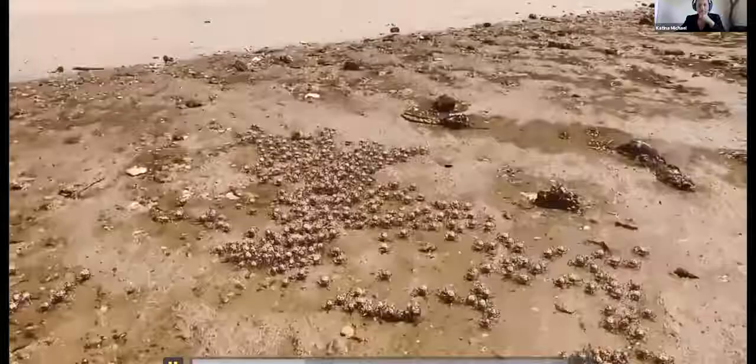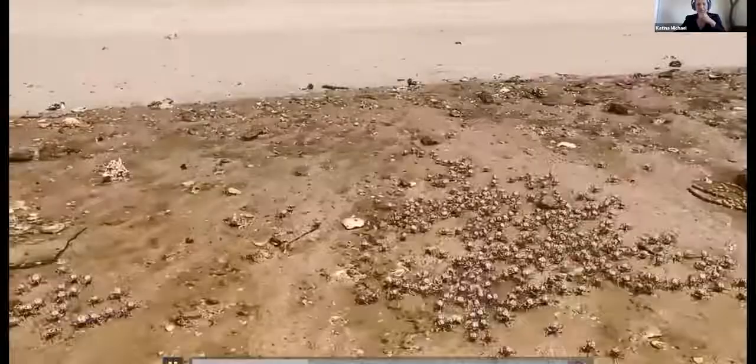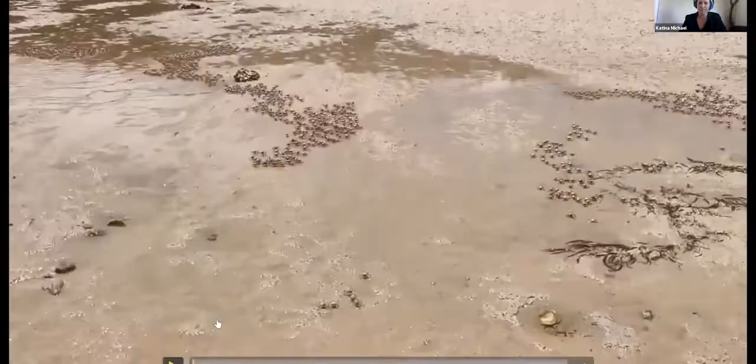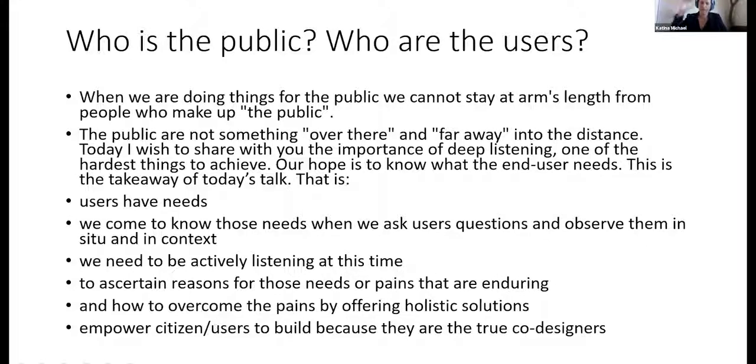But how do you actually find out what everyone wants? I mean, that's the whole thing. How do we find out what everybody wants? That's a good question. And we can observe users, we can listen to users, we can watch users, we can be in situ with users, we can understand their cultural context, we can ask them questions about their needs. But we need to be actively listening as designers.